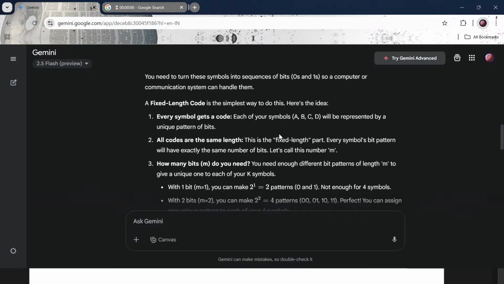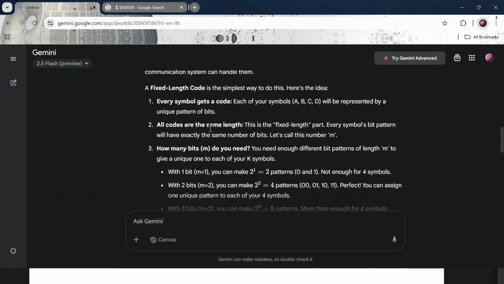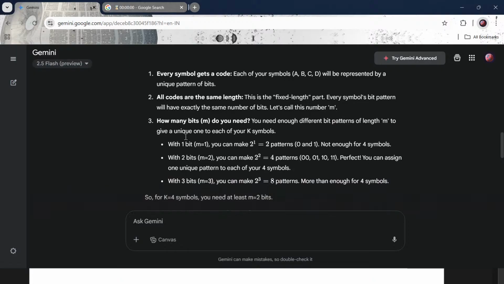Every symbol gets a code. Each of the symbols individually will represent a unique pattern of bits. All codes have the same length. This is called fixed length. Okay. How many bits do you need? You need enough bits, of length m, to give a unique code to each of your k symbols.